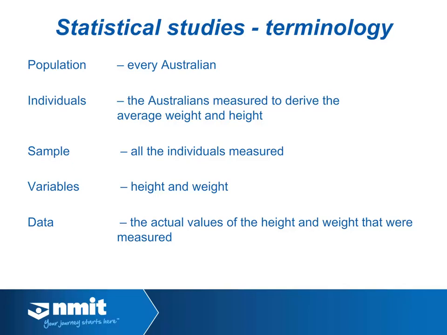A variable is what is being measured. In this case, the variables were height and weight. If they were measuring hair colour, then the variable would be hair colour. So in a sampling operation, variables are measured from individuals drawn from a population. The data are the actual values of the variables measured, in this study, the actual values of the height and weight that were measured to derive those averages.